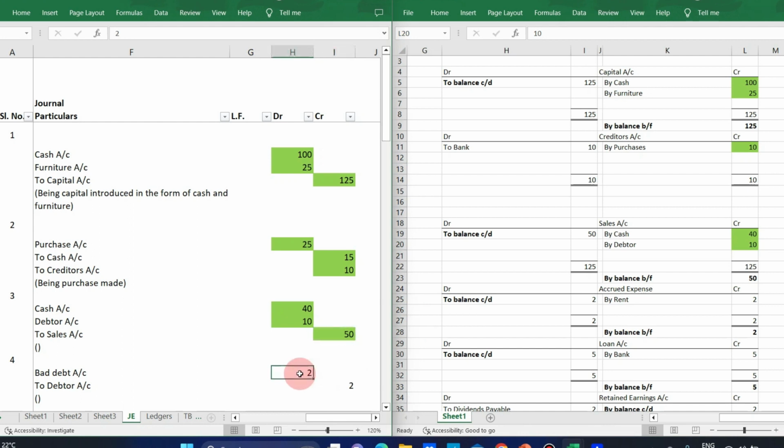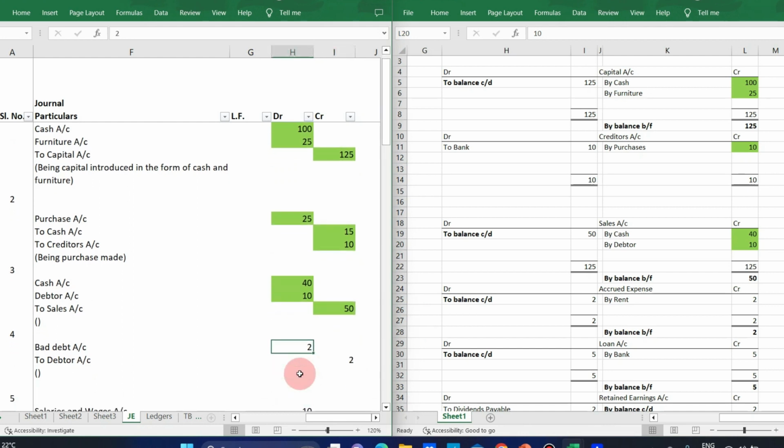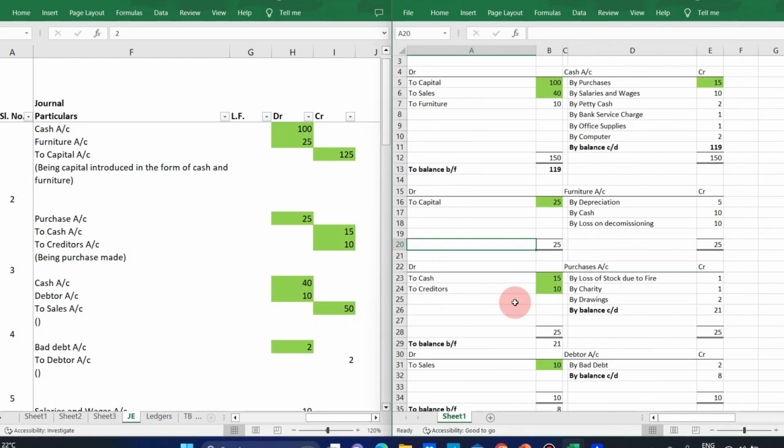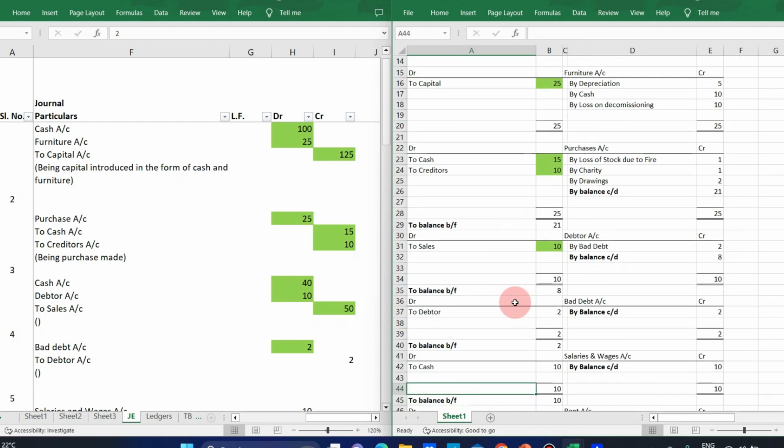Next one, there is some bad debt. So bad debt is being debited. Let me mark it too. So there should be an account for bad debt here. Yes, so bad debt got debited. Now debtor is getting credited. Let me mark it. So debtor got credited.